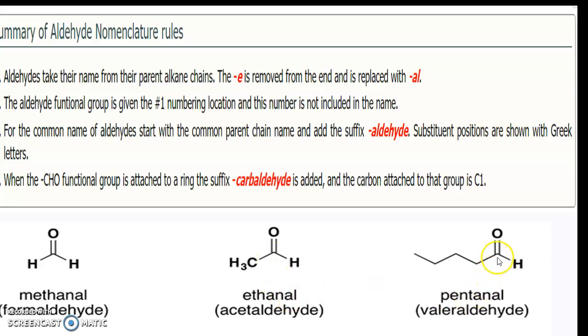Now see this compound here. If we give number 1 to this carbon, 1, 2, 3, 4 and 5, so 5 carbons means it is pentane, and the E of pentane is replaced by AL, so it becomes pentanal. Valeraldehyde is the common name. This is not an IUPAC name. So these are the three examples so that you will understand the IUPAC nomenclature of aldehydes.